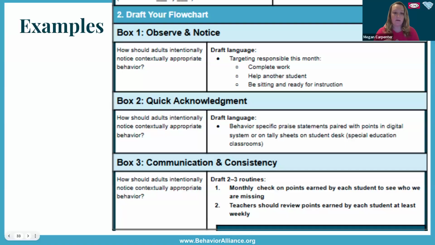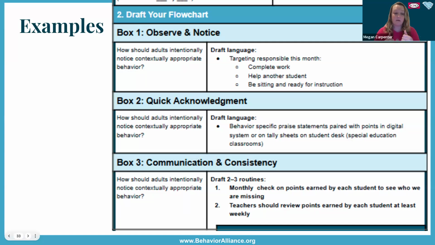In our next example, this is more of a high school example, but it might work in some elementary or upper elementary as well. Again, it was the same norm, the same skills: responsibility, completing work, helping another student, and sitting and being ready for instruction. They also chose those behavior-specific praise statements, but they paired them with a digital tally point system, except they had special education classrooms of students with complex disabilities. So instead of having a digital point system, which was not as accessible to them, each student had a tally sheet on their desk.